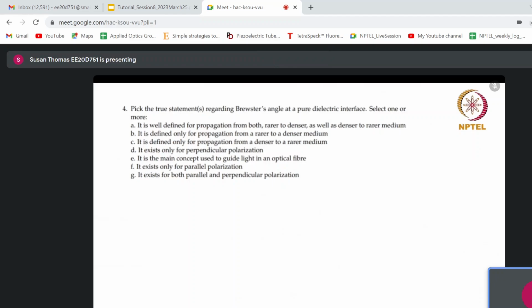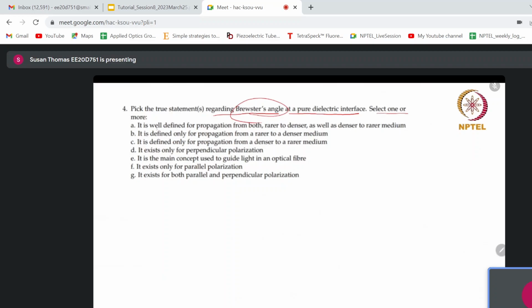So let's move on to another question, which is to pick the true statements among the following. All these statements are regarding Brewster's angle at a pure dielectric interface. You can select one or more. Let us read through all of these statements and see whether each is true or false. So regarding Brewster's angle.